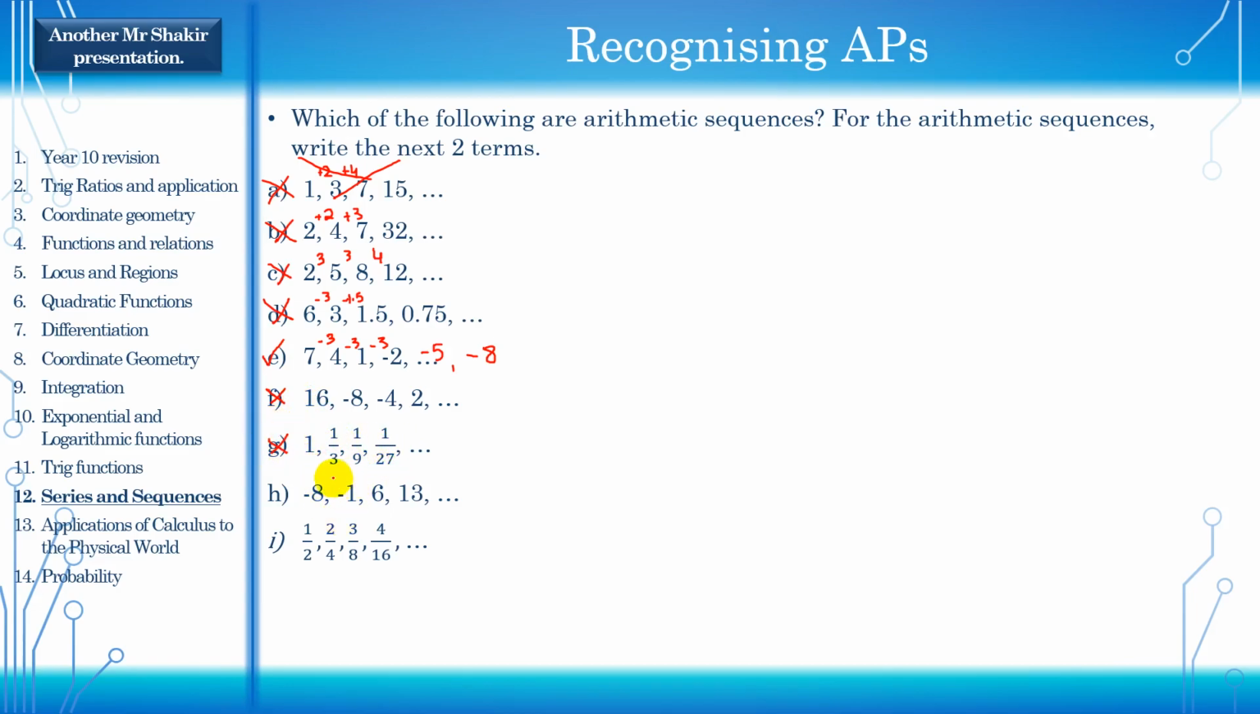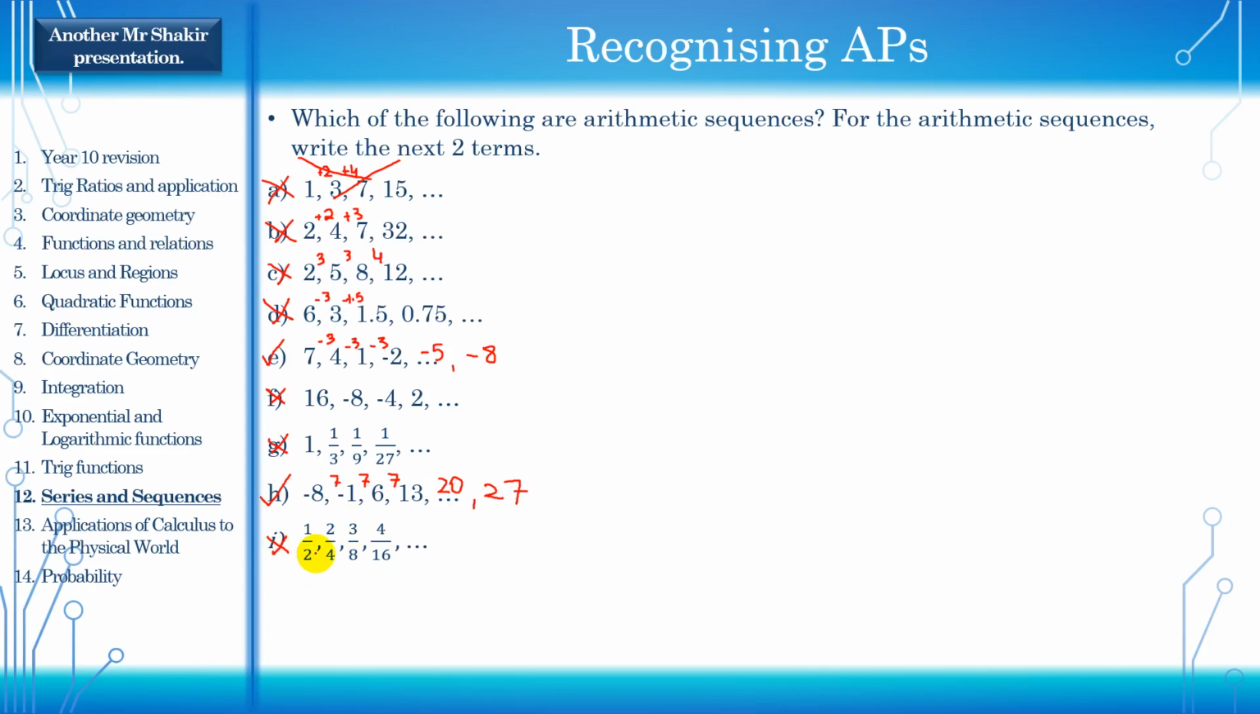Looking over here, negative 8 to negative 1, added 7. 1 to 6 is also adding 7. And 6 plus 7 is 13. That is an arithmetic sequence. So let's write the next two: 20, 27. Alright, lastly, half. That is also a half. 3/8. Yeah, no, that's not an arithmetic progression.